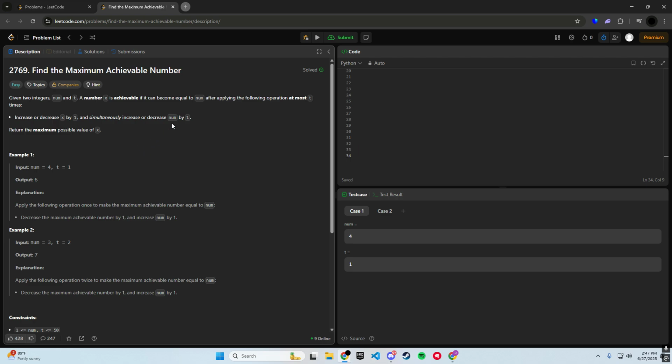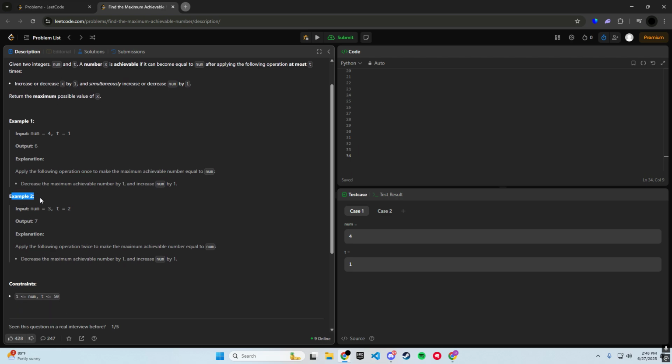So if you think about it for a long time, you can deduce that, for example, in this example right here, num is 4 and t is 1, right? So at most, let's say we add 1 to 4 and decrease 6 by 1, then it's 5. It's kind of finding the middle ground between the two numbers, right?